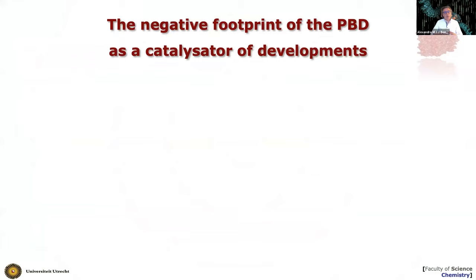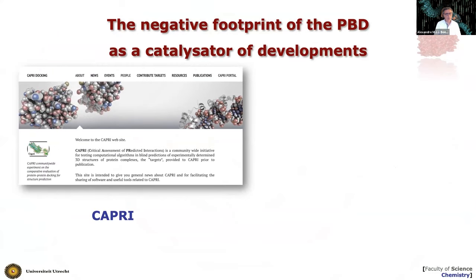So we speak a lot about what is in the PDB, but we should also realize that what is not in the PDB is also a catalyst for developments. So what I would call here the negative footprint of the PDB. The negative footprint of the PDB has been very important over the years, for example in the CAPRI experiments, which stands for Critical Assessment of Predicted Interactions. In CAPRI, we have to blindly predict structures of complexes for systems for which there is no information available yet in the PDB. So it's quite a strict selection of targets. So the PDB really here is our negative footprint.